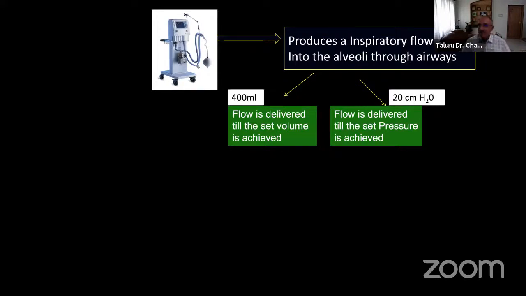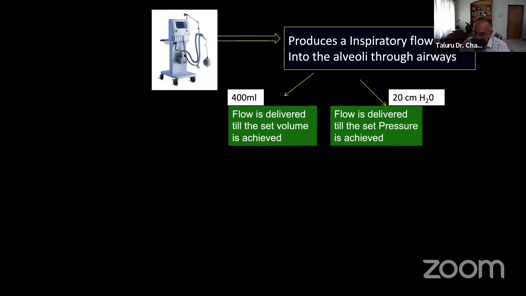Or I can tell the ventilator, you give a flow till the pressure that I have set, say, for example, in this case, 20 centimeters. So the ventilator will produce a flow, and once the pressure of 20 centimeters is sensed on the circuit, the flow will stop. So when we talk about volume limited or pressure limited ventilation, don't think there is no flow. There is flow, but we have said to the ventilator, you have a target, that is the volume target, here the pressure target.